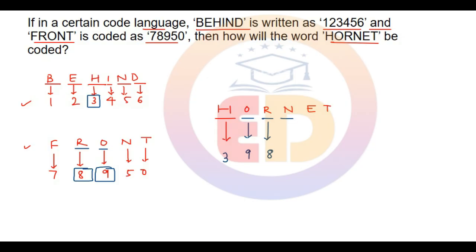Next alphabet, N. The code of N can be found in both behind and front. It is 5. So code for N is 5. Next letter is E. The code for E can be found in the word behind, which is 2. So code of E is 2. And finally, the code of the letter T is 0. So according to this code language, the code for Hornet will be 39852. That will be our answer.